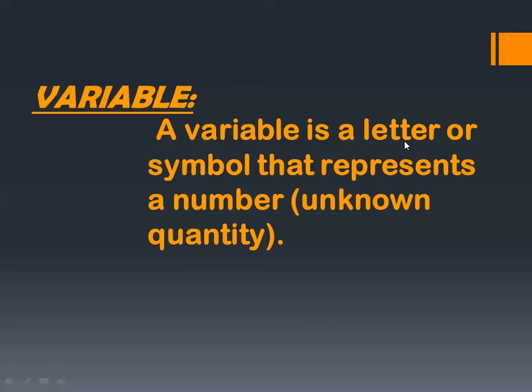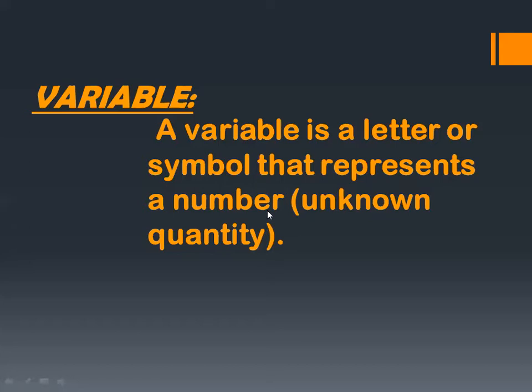Okay, again, it is a letter or symbol. Letter means what? A, B, C, D, E, F, G till Z. That represents a number. In algebra, instead of numbers like 1, 2, 3, 4, 5, 6, if you want to represent anything, you will use a letter, you will use alphabets. But those are unknown quantities.